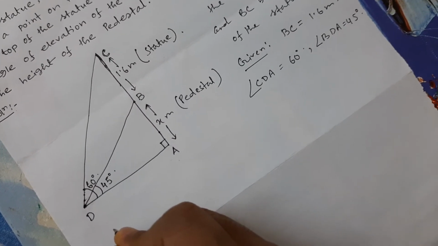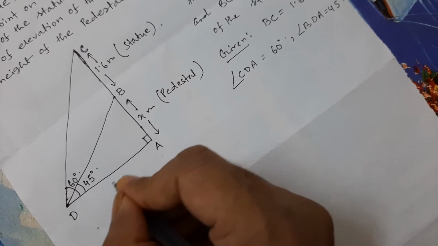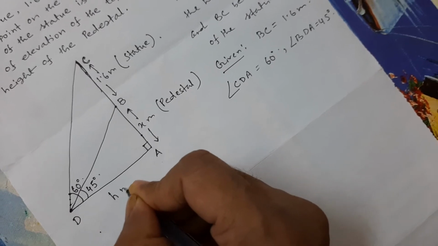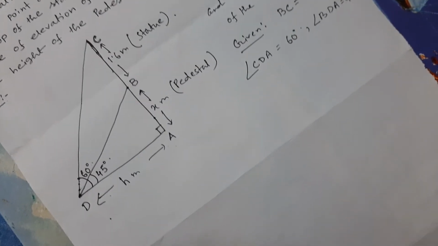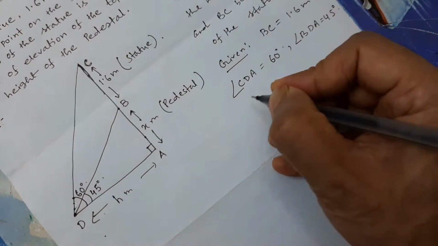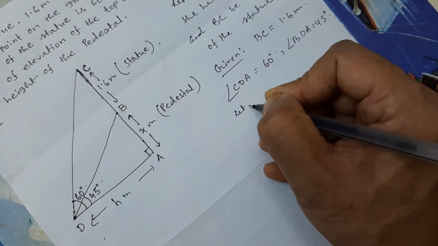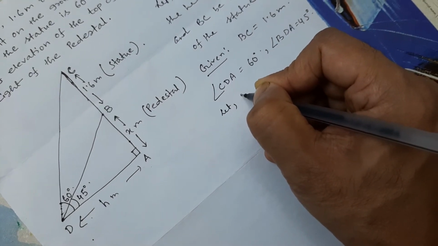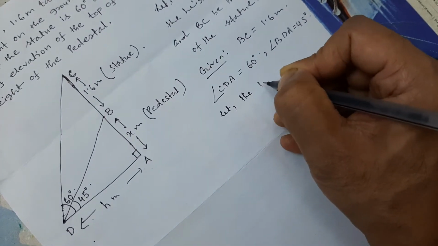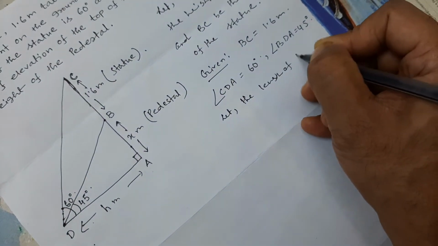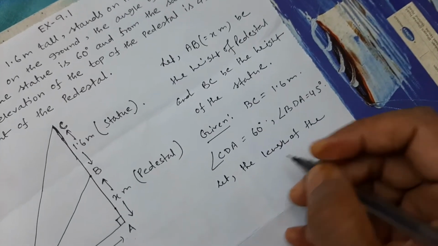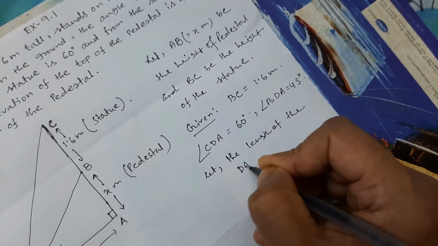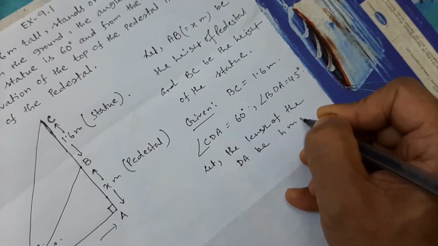Now, let DA be H meter. Let the length of the base, that is DA, be H meter.